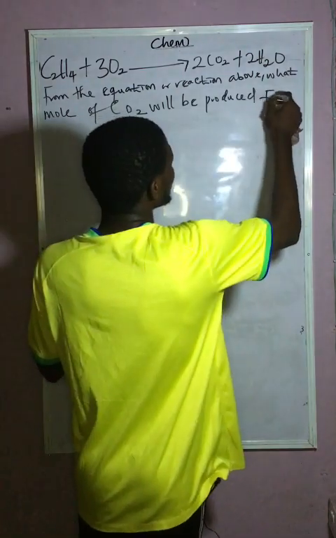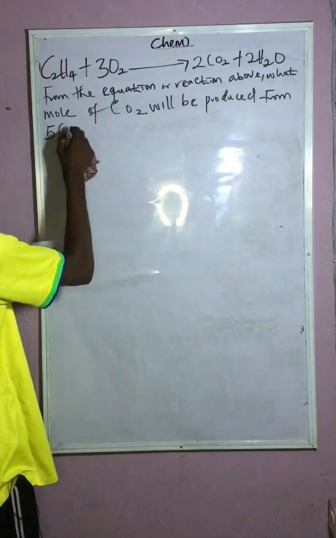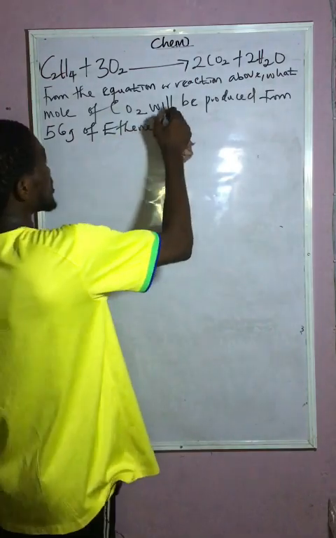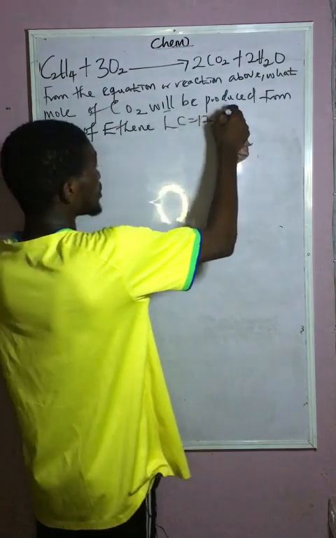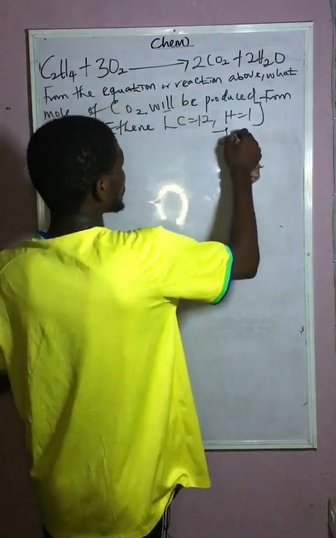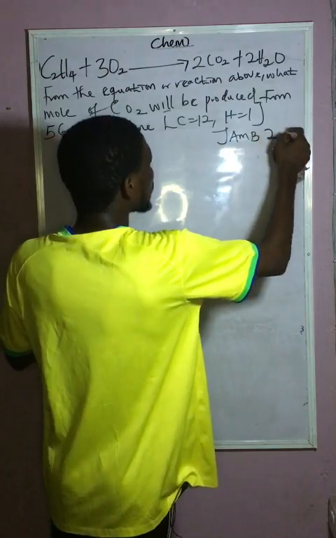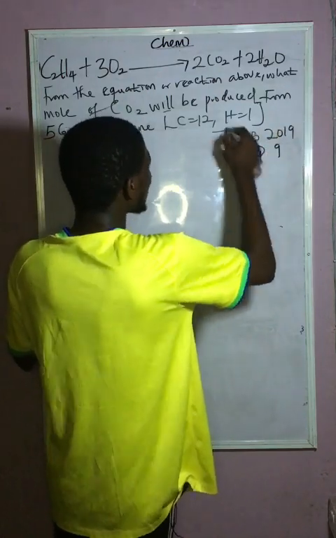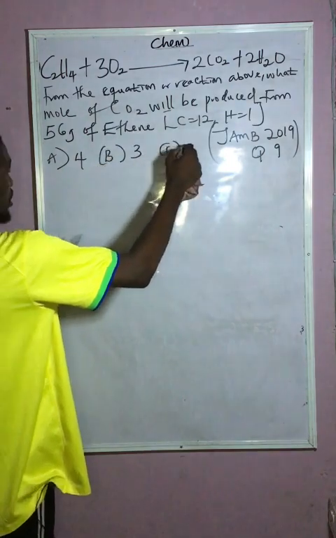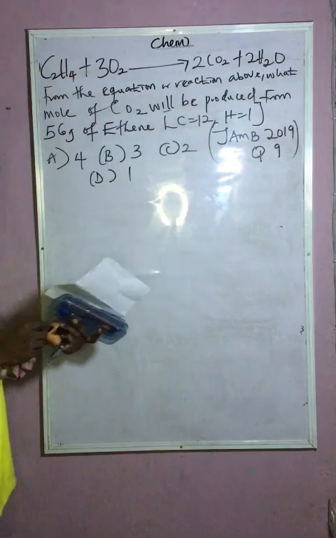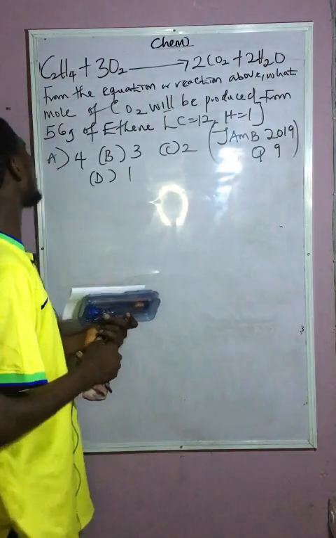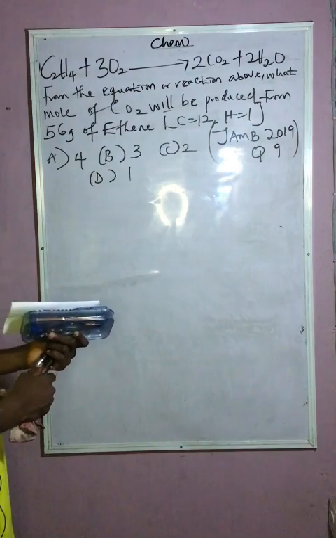So from 56 gram of ethane. If you check your past question, I'm sure it's a typographical error. It is ethane written there, and ethane is C2H6, not C2H4. So this is JAMB correction, 2019 question 9. A, we have 4, B, we have 3, C, we have 2, D, we have 1. So let's see if we can easily have our answer based on the options here. From the equation or reaction above, what mole of CO2 will be produced from 56 grams of ethane?